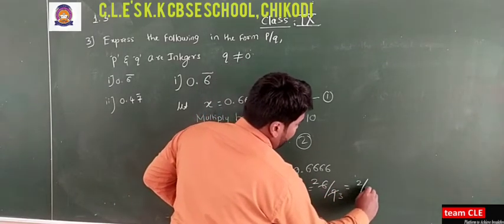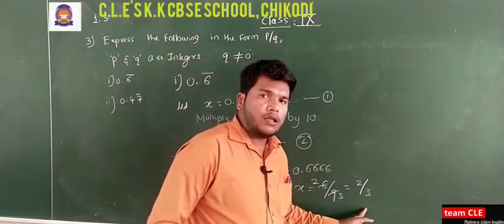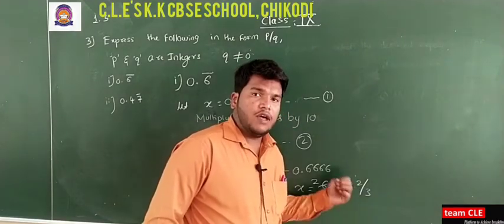So this will get as 2 by 3. So 2 by 3 is again in the form of p by q. Again q is not equal to 0, here 3 is not equal to 0. Hence we can say it is a rational number.